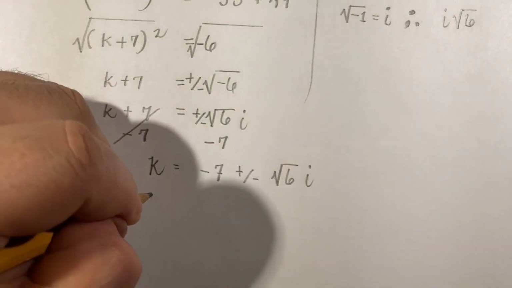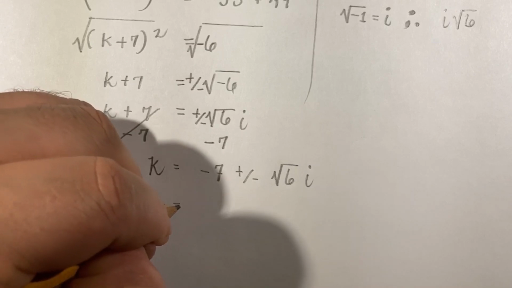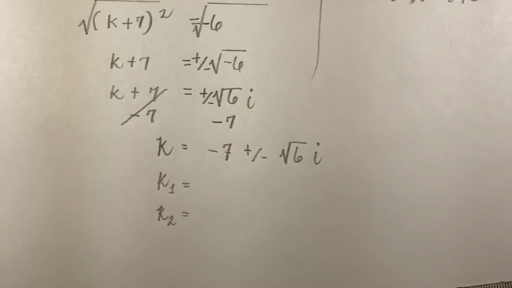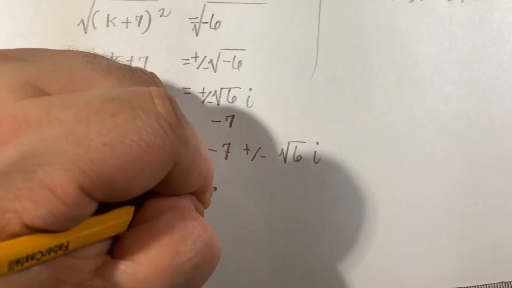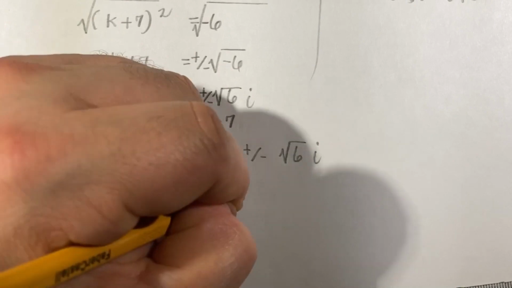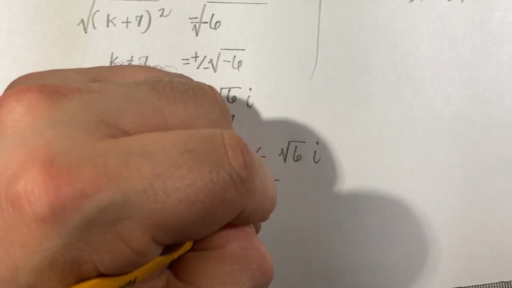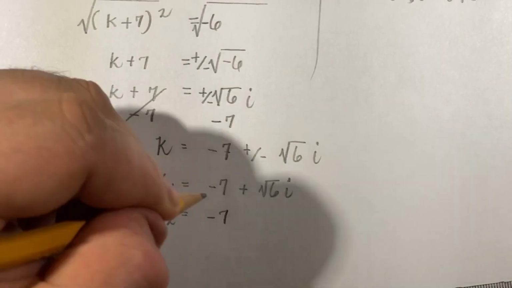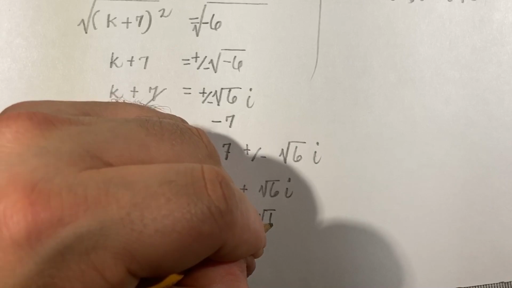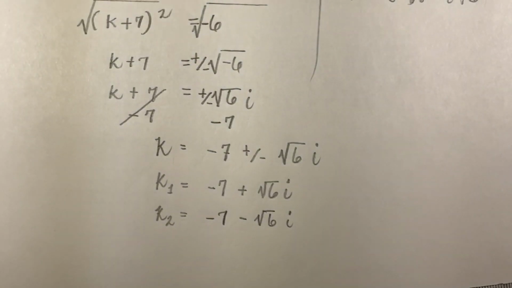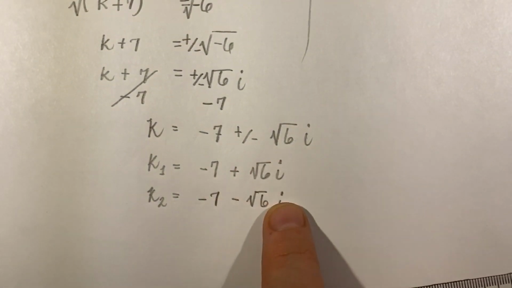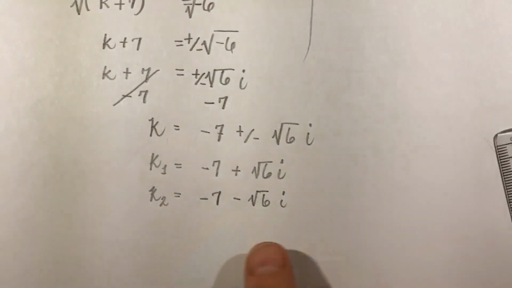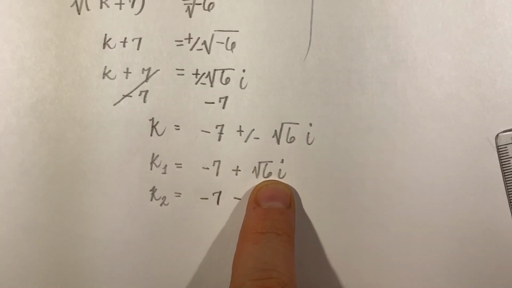Okay, so your two solutions, they're both imaginary, but we actually do have two solutions. Now, I'll show you what that means here in a second. You have negative 7 plus the square root of 6 i, and you have negative 7 minus the square root of 6 i. Now, here's the deal. This is called the rectangular form of your complex numbers. So you have the real number component and the imaginary number component.